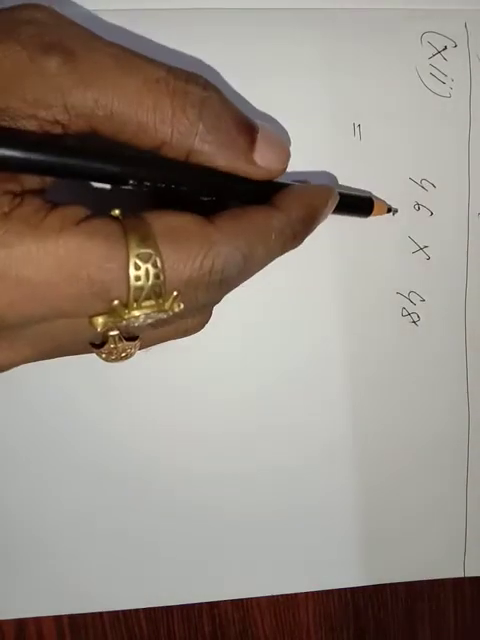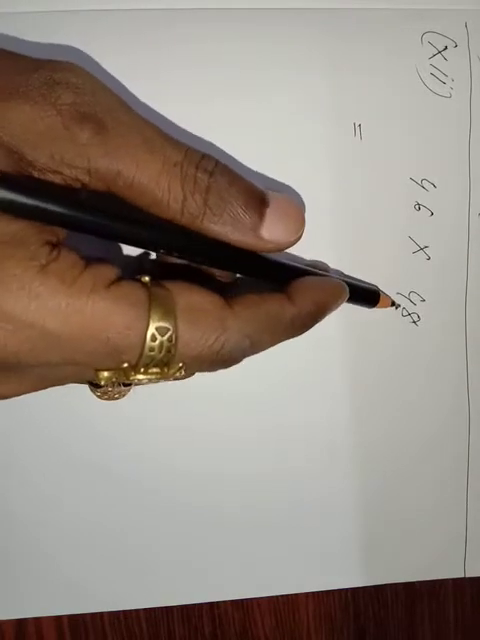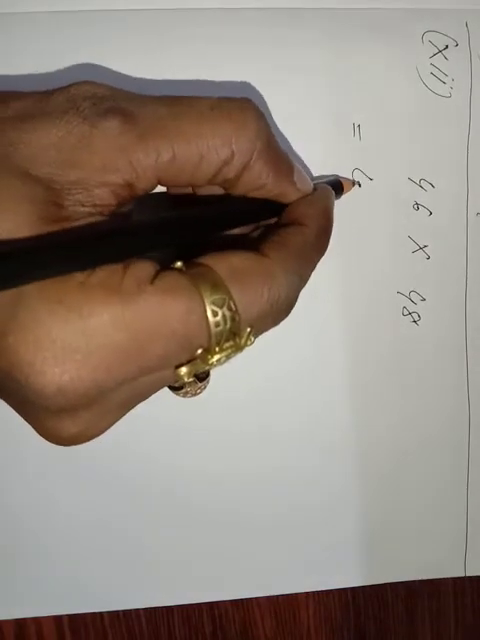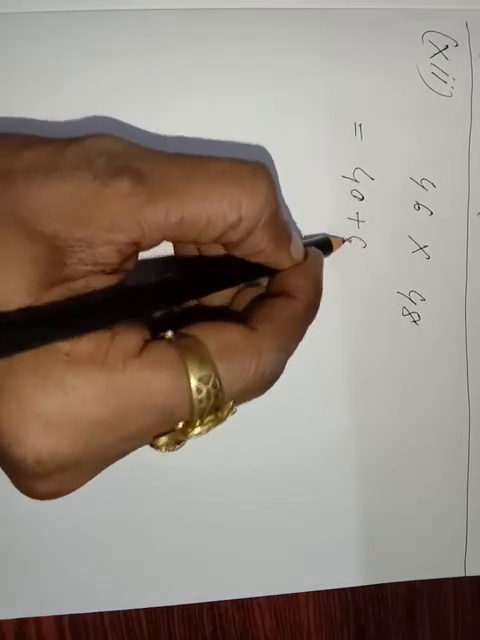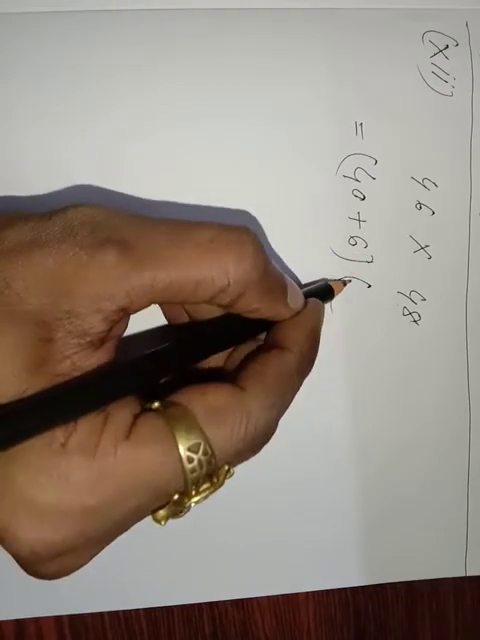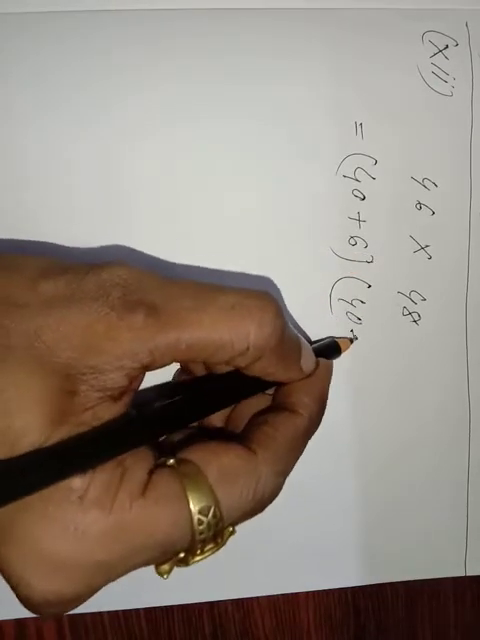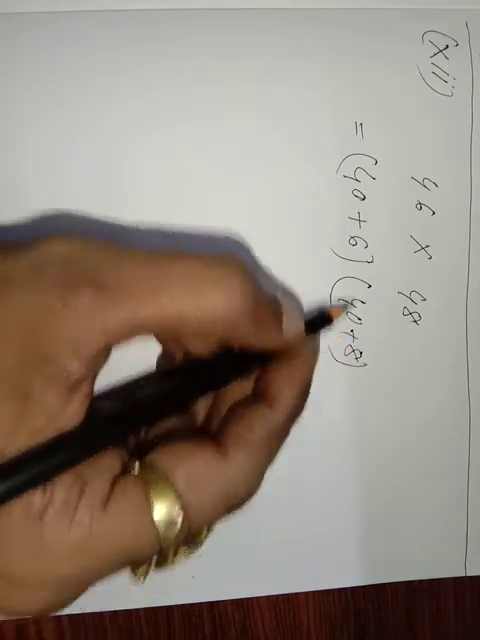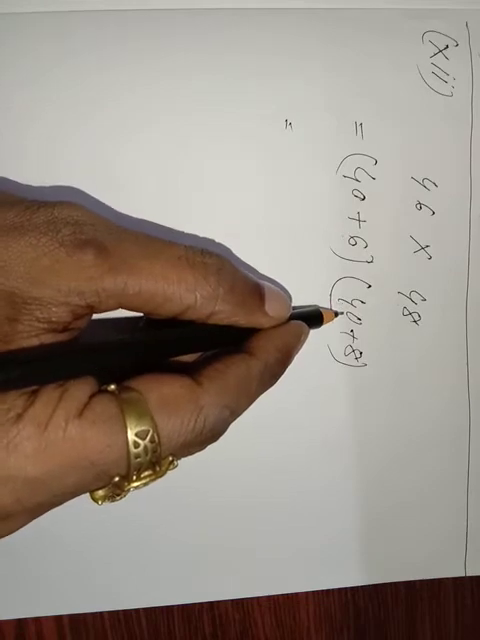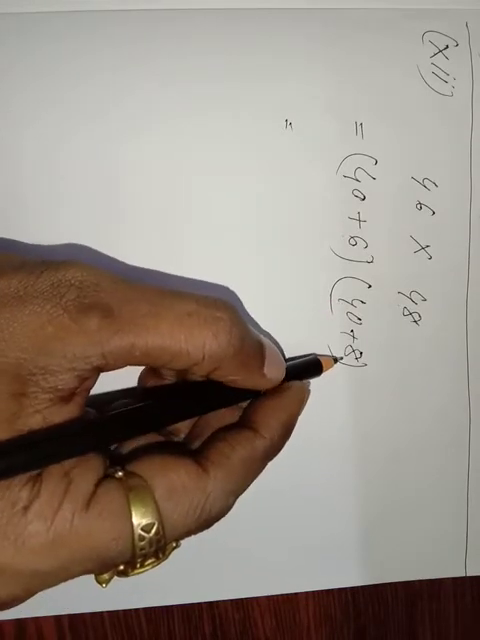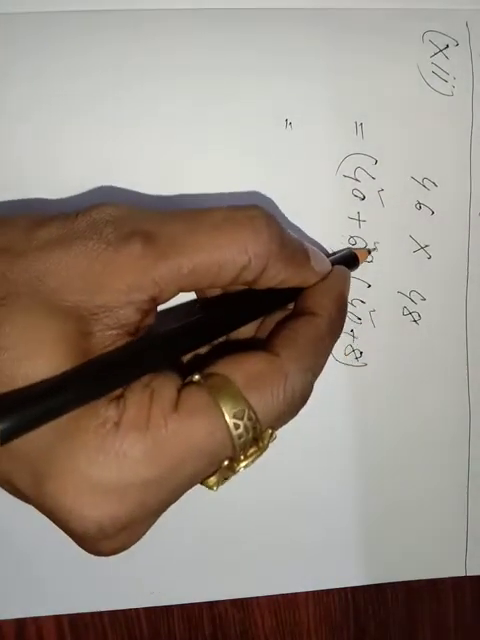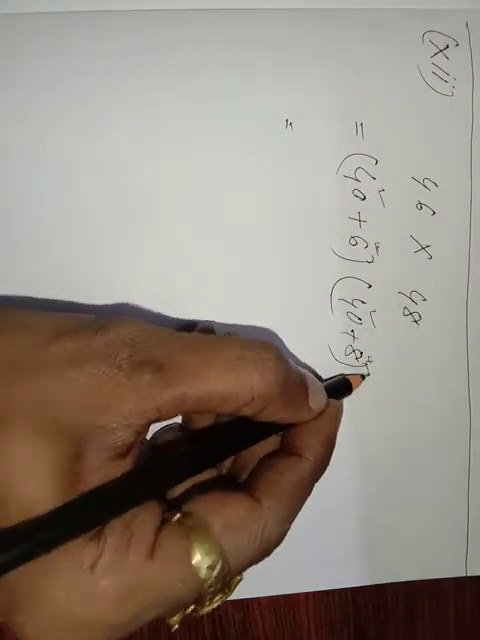Question given: 46 into 48. How will we multiply using algebra? See, 46 means 40 plus 6, into 40 plus 8. Now this is a plus b, again a plus c, it is given like that. Just the first number is same, 40, here also 40. Second number different. See, here 6, here 8 given. How to multiply?